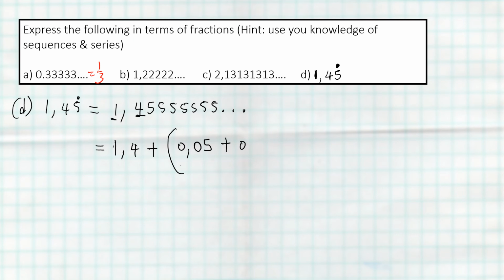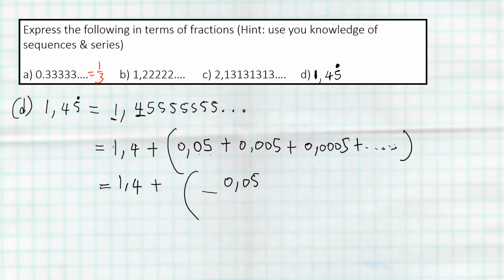Then plus this one will be 0,005 plus 0,0005, like that, going towards infinity, right? So we can go and get the answer for this inside the bracket. Our a is 0,05 over 1 minus, what is our r? We take 0,005 divided by 0,05. It's just going to give me 0,1. So my r is 0,1 there.